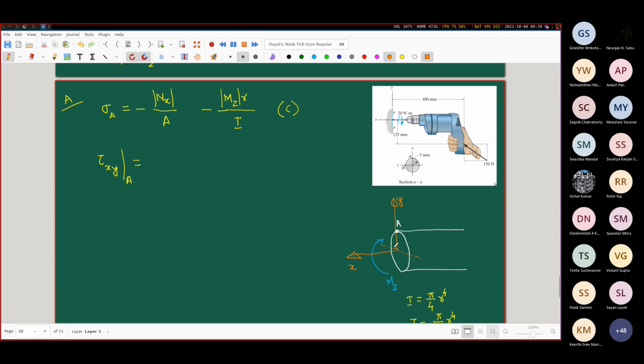So we use the shear stress formula. Wait, let me draw. Yeah, tell me now. So we use the shear stress formula. We will use the shear stress formula.